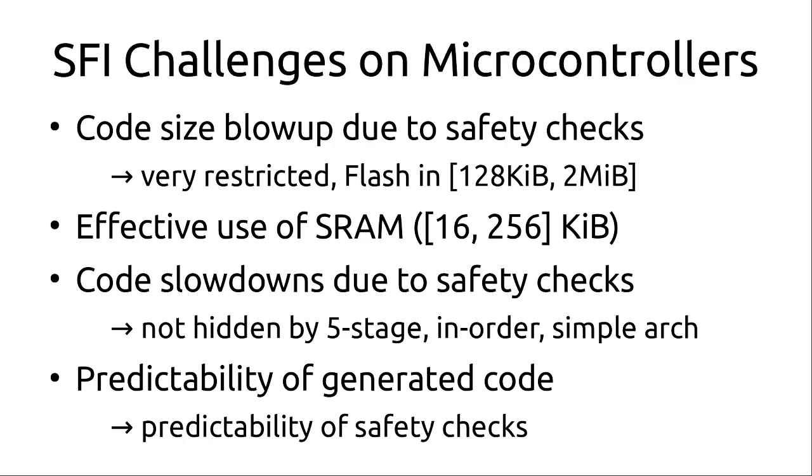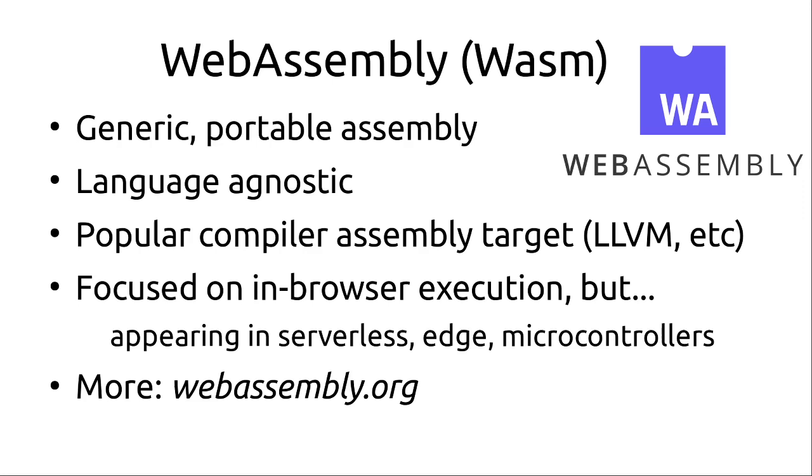Additionally, the code slowdowns due to these safety checks can be significant, and unlike larger systems, they're not hidden by the microarchitectures of these microcontrollers because they're generally pretty simple five-stage in-order pipelines. Additionally, we want to ensure that the predictability of the generated code is assured, that these bounds checks are not unpredictable, as would be the case if we required something like garbage collection.